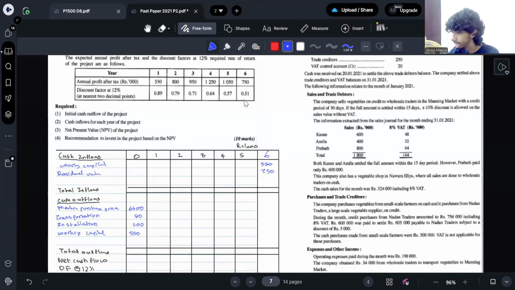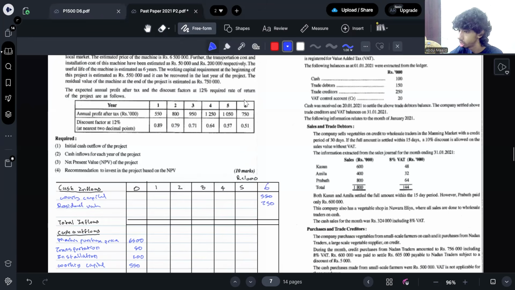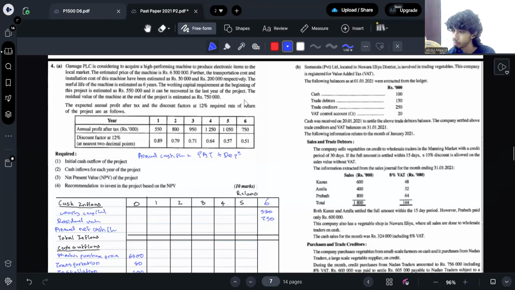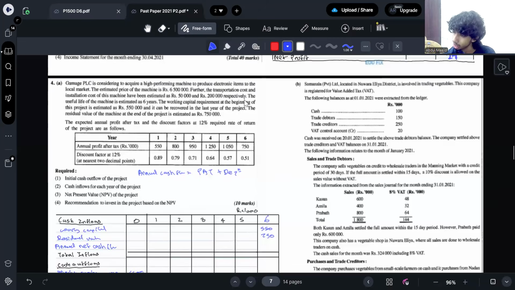Then how do you have to get the cash flows, right? Annual net cash flow you can find through the profit. Annual cash flow equals the operating cash flow, which equals profit after tax plus depreciation. Now assume depreciation is the only non-cash transaction here. When you add back the depreciation to profit after tax, it will convert back to your cash flows. So how much is the depreciation here?